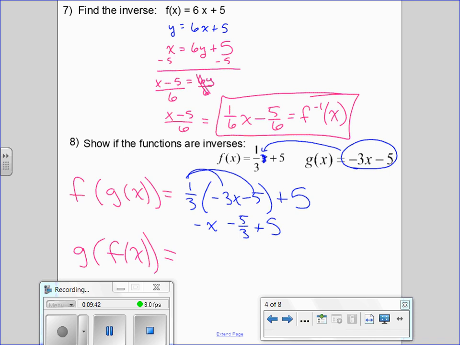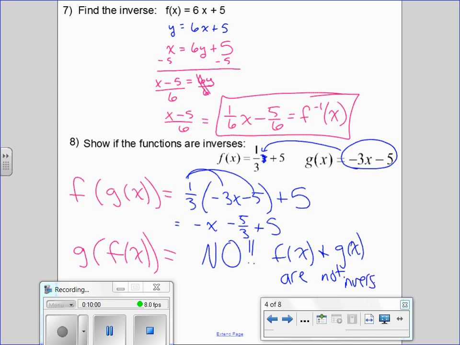So it looks like we're going to have a whole bunch of problems here. It's not going to simplify out to just a single x, which is what we need. And since that's not happening, we can actually just abandon our mission and say no. F of x and g of x are not inverses. Now, if everything had simplified out, then we would have gone and done the other way, the g of f of x.